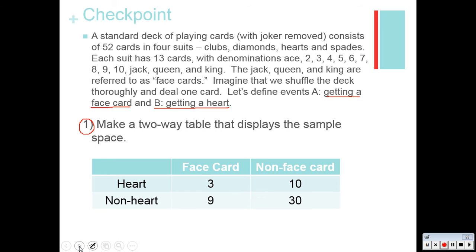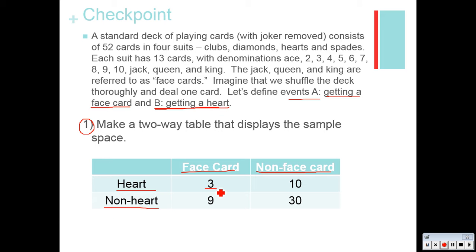So I'm going to make this two-way table here as event A and event B. One side of my two-way table is going to be whether or not I get a face card, and the second side is going to be whether or not I get a heart. So I have the two-way table broken out like that.